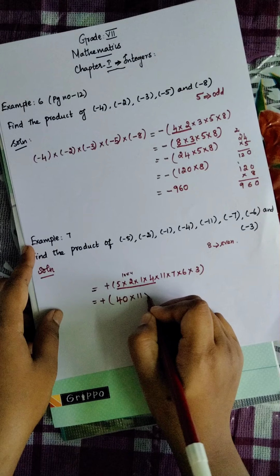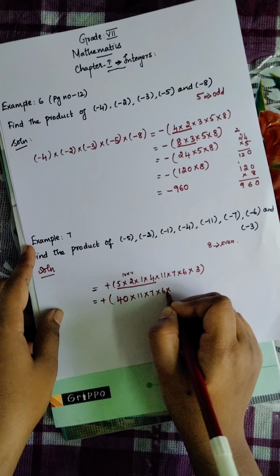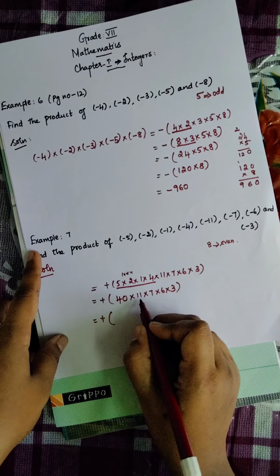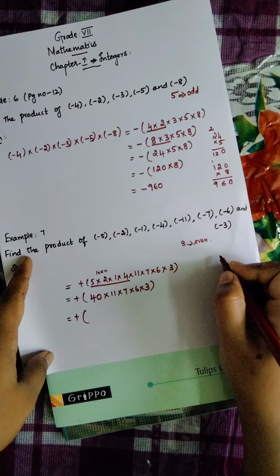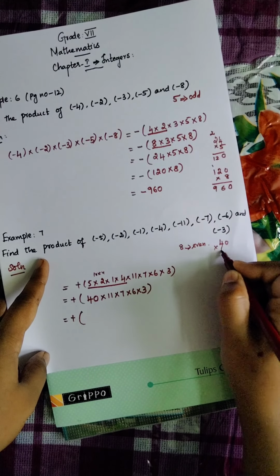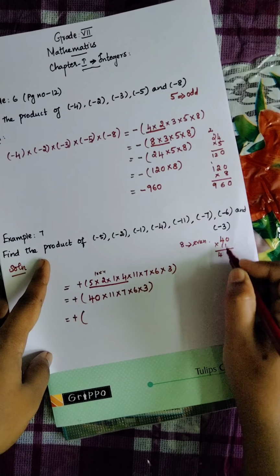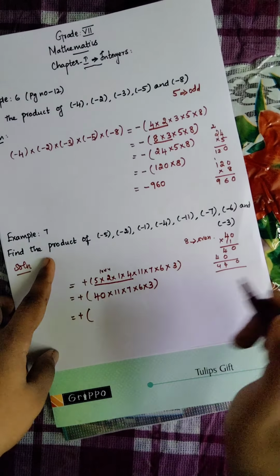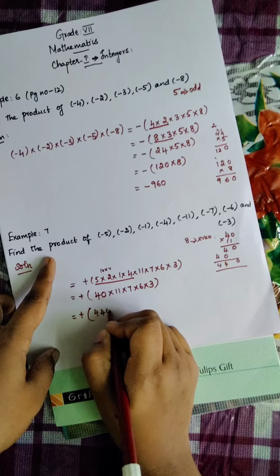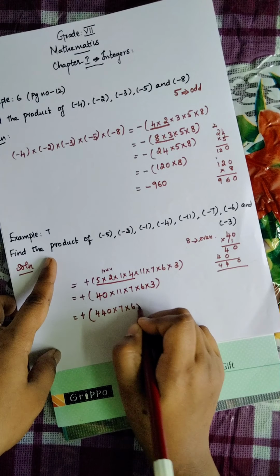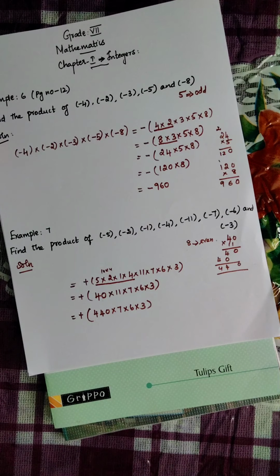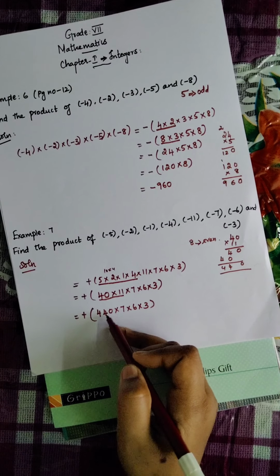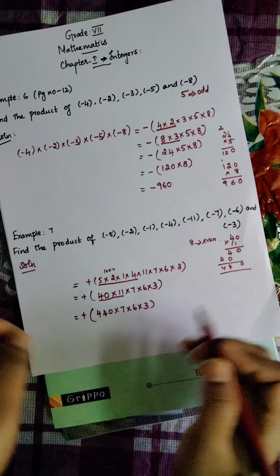40 into 11 into 7 into 6 into 3. Next, multiply 40 into 11. What is 40 into 11? 0, 4, then 0, 4, 4. 40 into 11 is 440. Write the remaining numbers: 440 into 7 into 6 into 3. I have multiplied the first two numbers, that is 440, then 7 into 6 into 3.